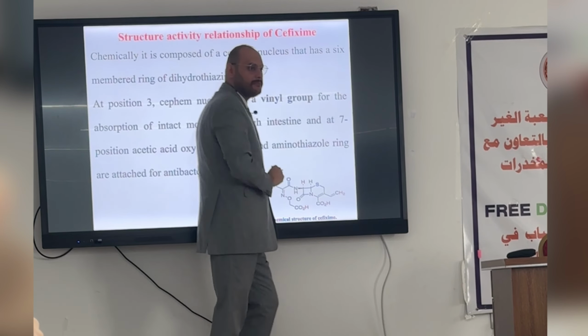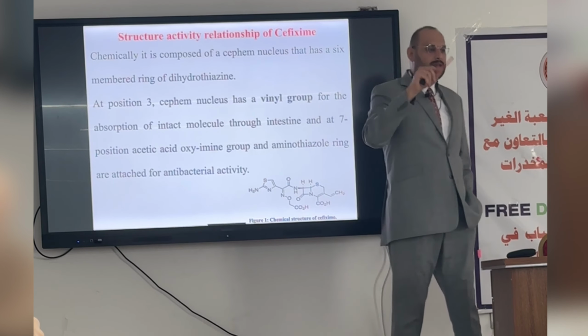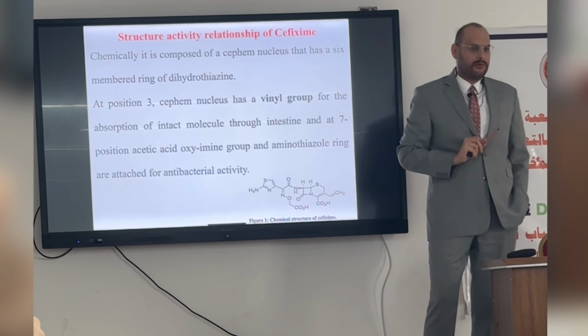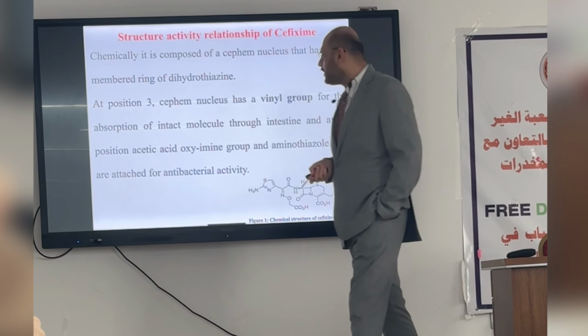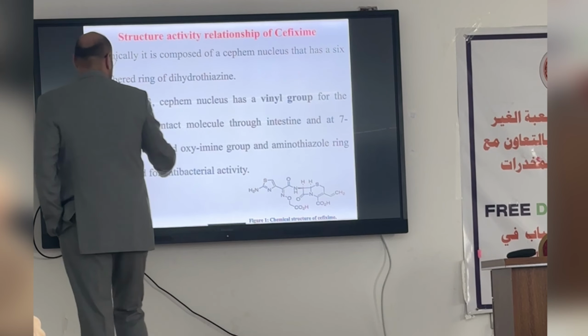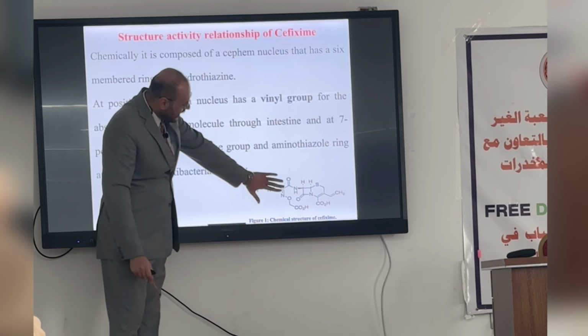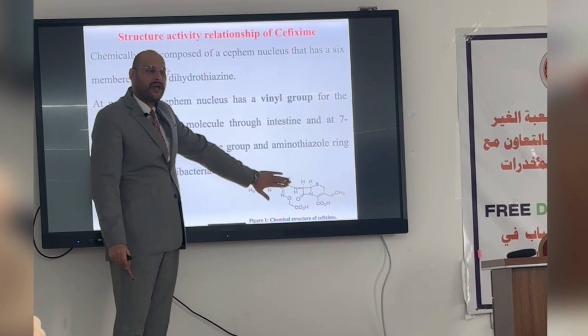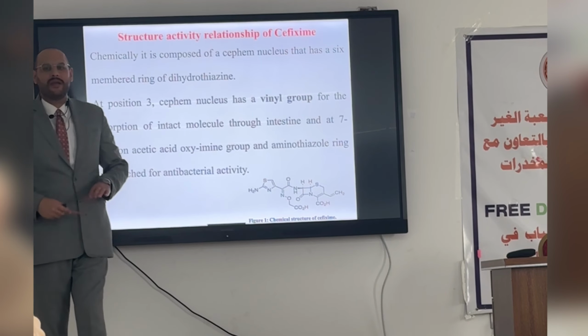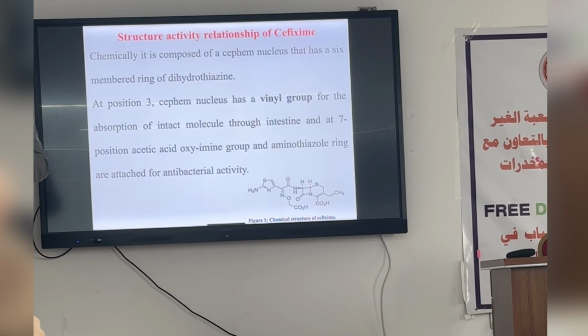C double bond C. C is C, but not one bond, we have a double bond. So we have that group in this position, and in position 7, if you remember, we had NH2. But right now, instead of one of the hydrogens, we have a big group, which makes it a compound.